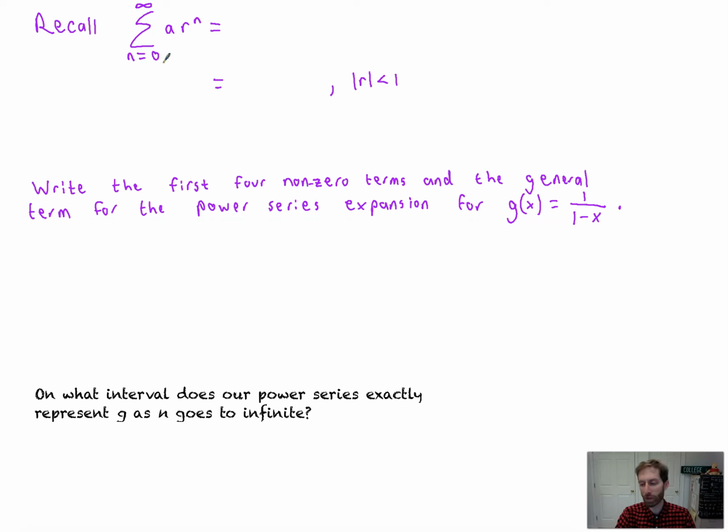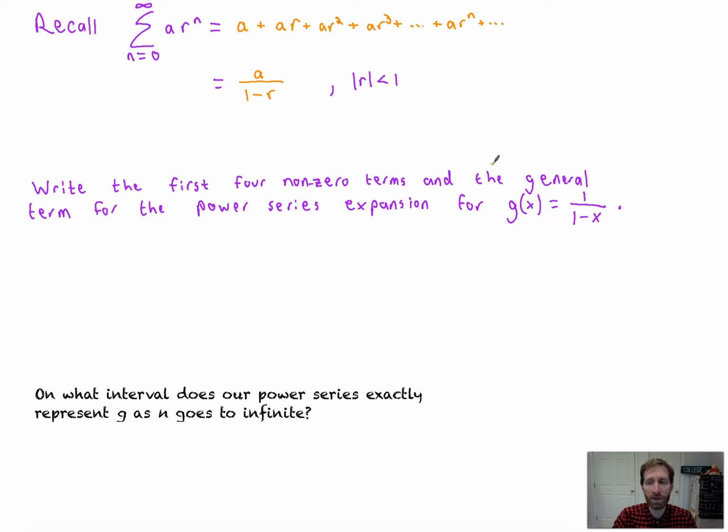Recall that a geometric series looks like this: the infinite sum from n equals 0 to infinity of a times r to the n. That expands out to your initial value a, and then r to the 0 is just 1, plus ar plus ar squared plus ar cubed, and I could go on and on. The nth term is ar to the n, and it keeps going. As long as the absolute value of r is less than 1, this converges to the first term over 1 minus r. We know that to be true. If you have questions about that, go back to chapter 9, where we talk about geometric series.